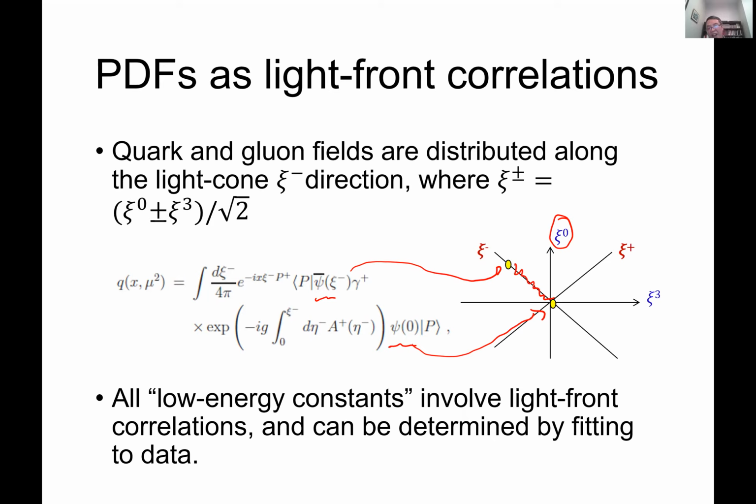In fact, in almost all high energy scattering processes, those low energy constants involve light-front correlations. This kind of correlation we call light-front correlations, and they can be determined by fitting experimental data.